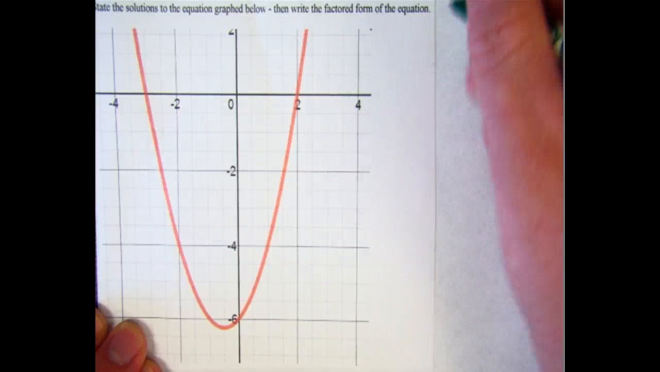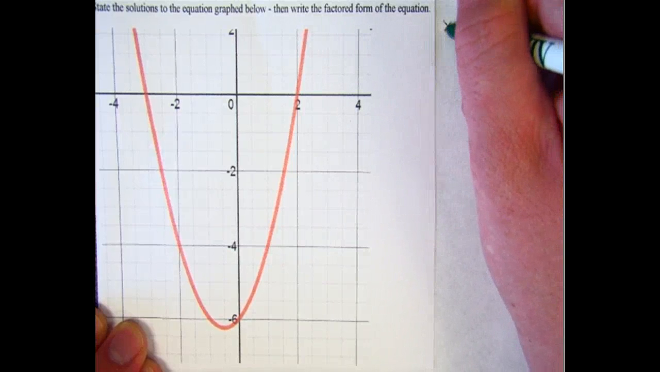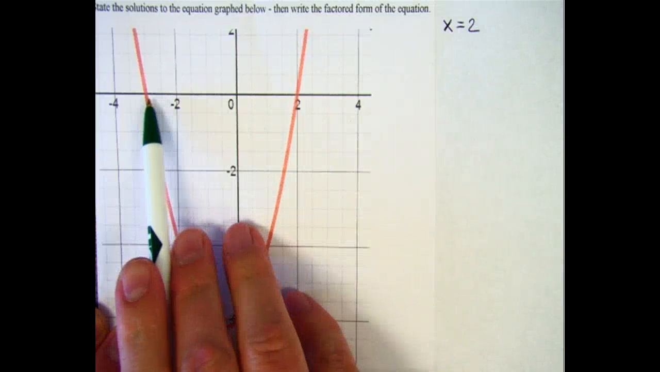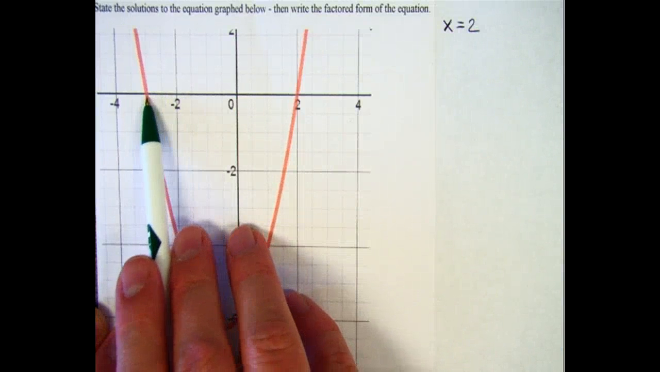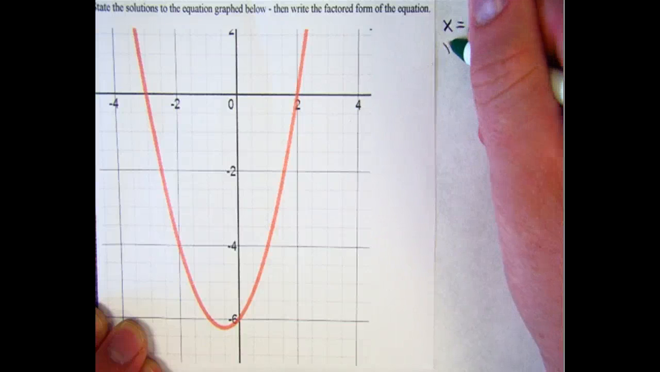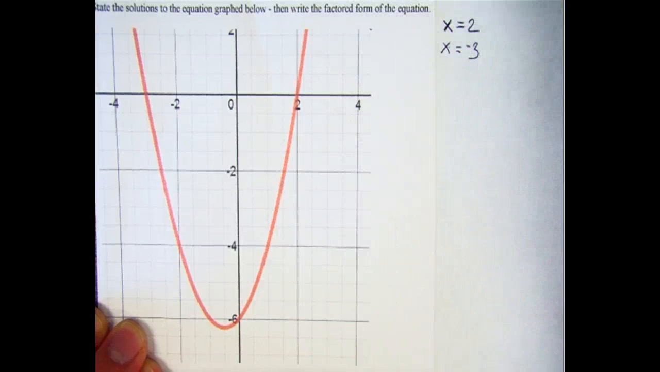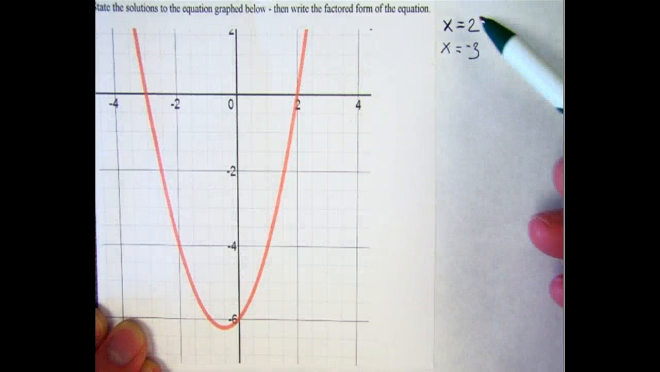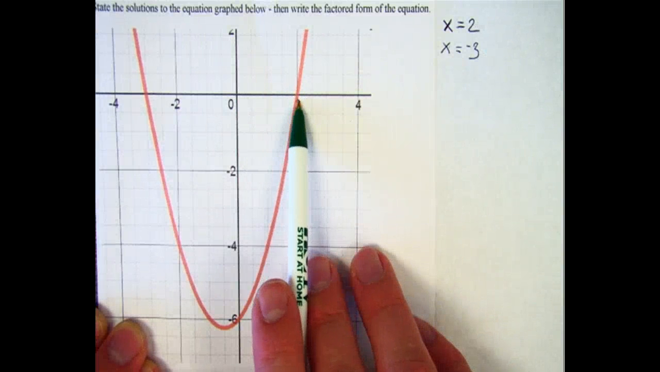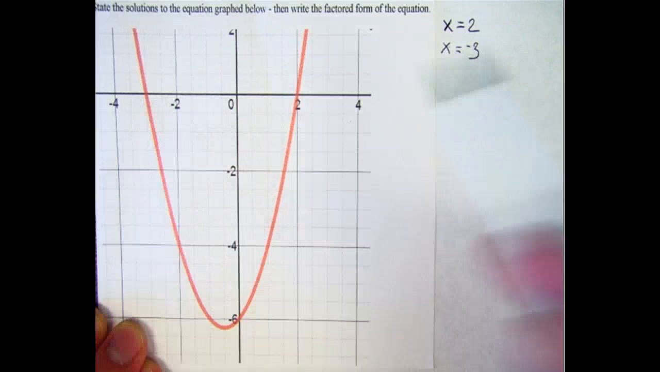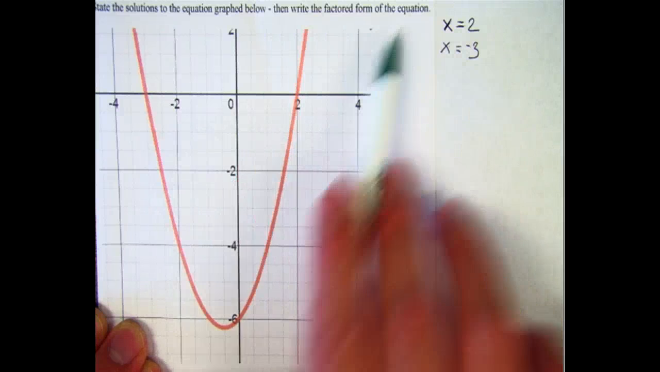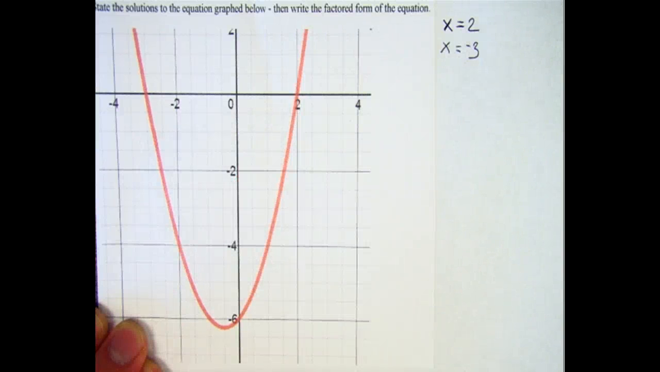There's one of them. That happens when x equals 2. The other x-intercept happens at x equals -3. So those are our two solutions. So we've stated the solutions. That's it. One solution is x equals 2. The other solution is x equals -3. Simple enough. Next, we're to write the factored form of the equation.